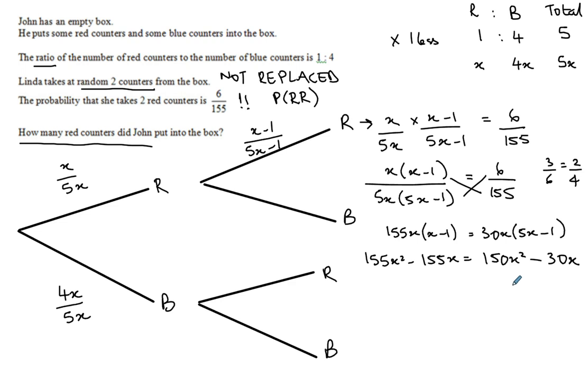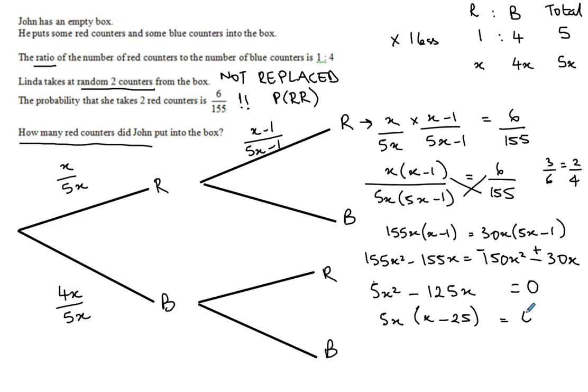So we're going to make one side 0. We're going to minus the 150x squared, and we're going to add the 30x. So we do the opposite. So you've got 155 minus 150 is 5, so you've got 5x squared, and you've got minus 155 plus 30, so that becomes minus 125x equals 0. Okay, let's factorize. So we've got 5x, and we've got x minus 25.